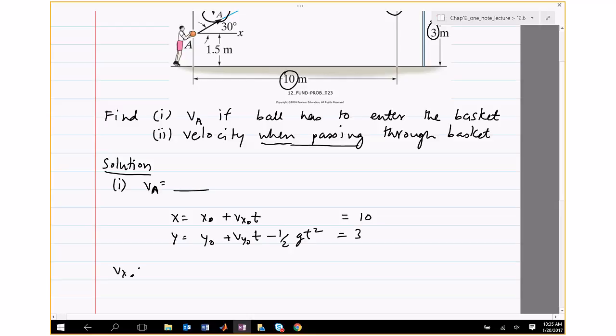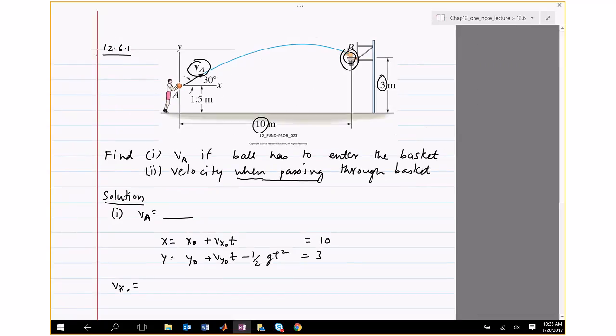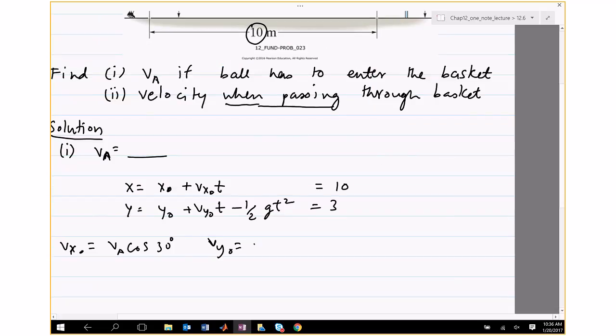Okay, so what's the velocity in the x direction? It's VA cosine of 30. So VA cosine 30 degrees, and Vy0 is the velocity in the y direction. That's going to be VA sine of 30 degrees. So VA sine 30 degrees.